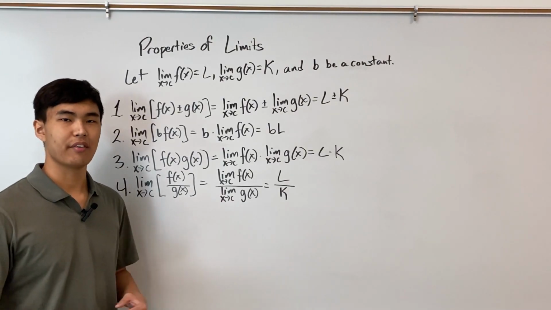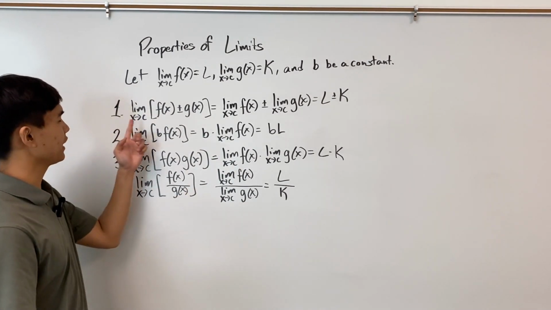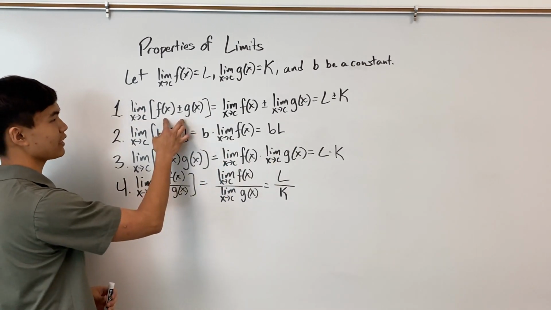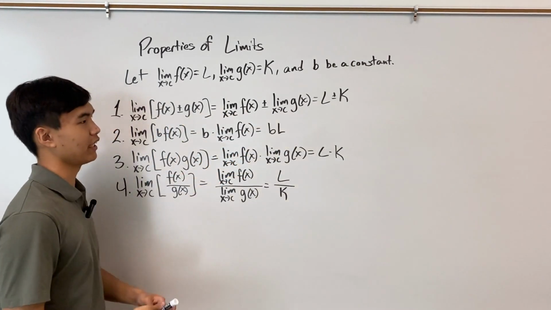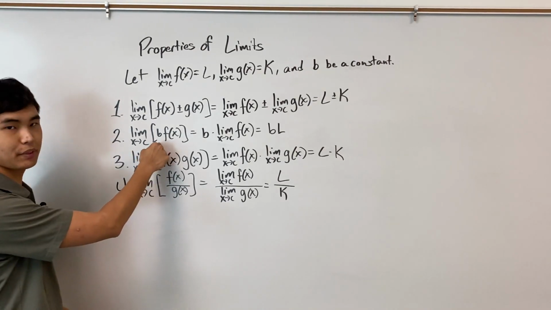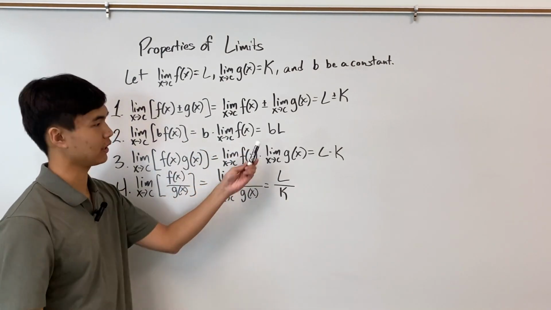Now that you've figured out how to evaluate some limits, let's go over their more general properties. The first property is if I'm taking the limit of a sum or difference of functions, then I can break this into two separate limits and evaluate them accordingly. The second property is that if we have a constant times a function, we can just pull the constant out of the function and evaluate the limit normally, like this.